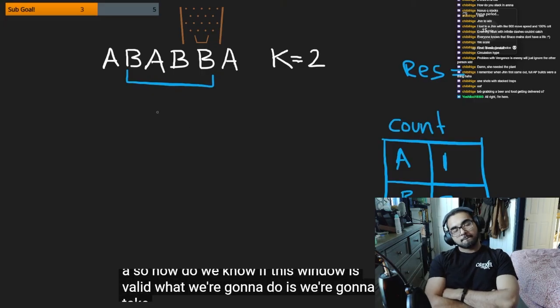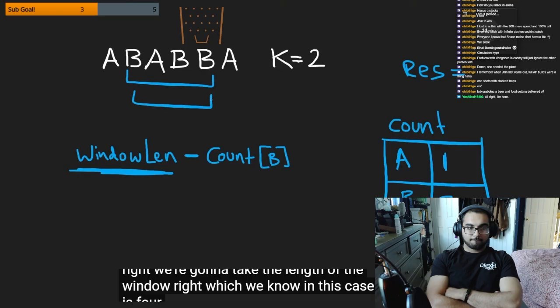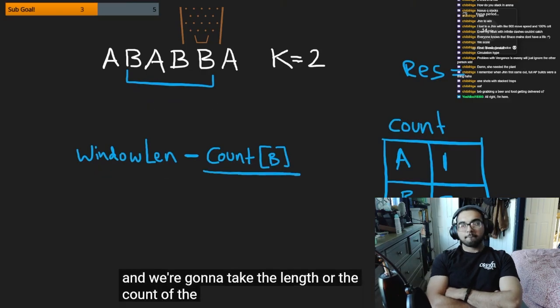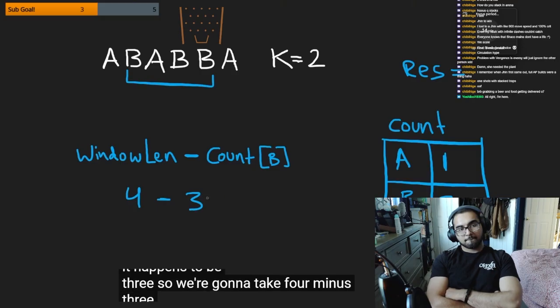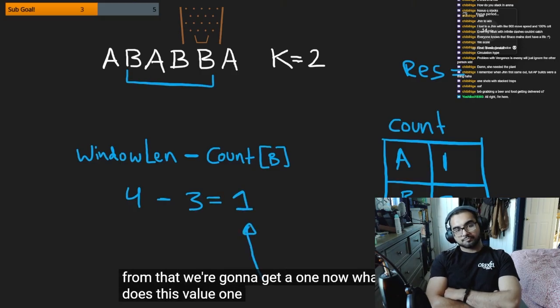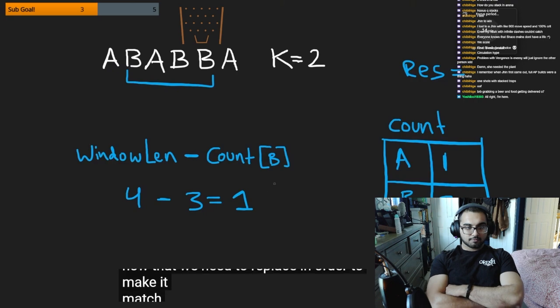What we're going to do is take the length of the window, which we know in this case is 4, and we're going to take the count of the most frequent character. In this case, we know that's B, and the count of it happens to be 3, so we're going to take 4 minus 3, and from that, we're going to get a 1. Now, what does this value 1 tell us? It tells us the number of characters in our window right now that we need to replace in order to make it match the most frequent character B, right?